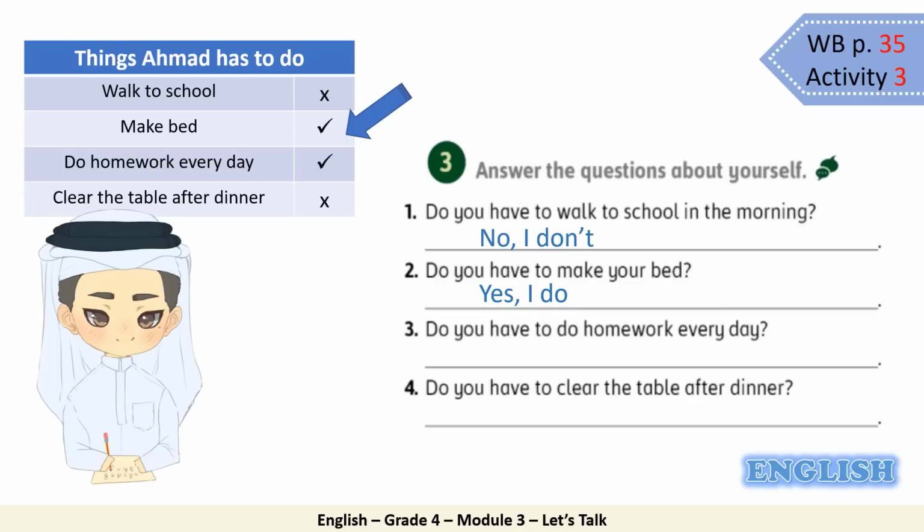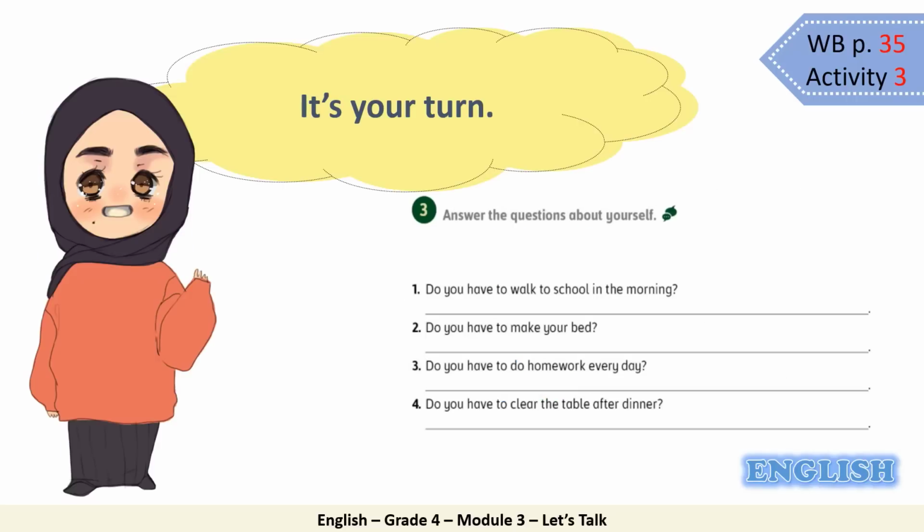Number 3. Do you have to do homework every day? There's a tick. So he would say, yes, I do. Number 4. Do you have to clear the table after dinner? The answer is here. And there's an X. So he would say, no, I don't. And now it's your turn to do activity 3, workbook page 35, and you will answer the questions about yourself.